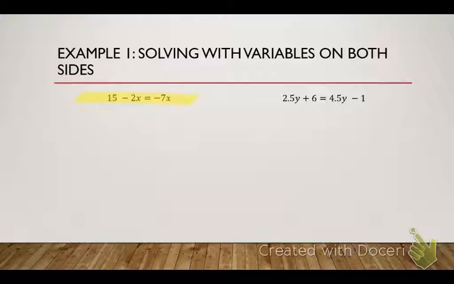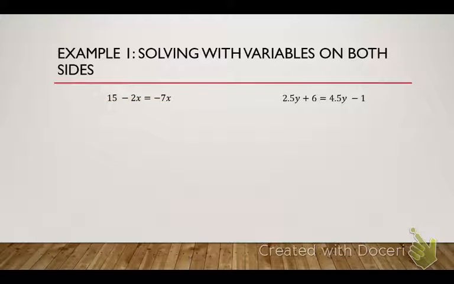15 minus 2x, you have this written down in your notes, so you're not writing this again. 15 minus 2x equals negative 7x. Before I can solve this equation, before I can start doing my steps, what do I have to do? I have to get my variables on the same side of the equation. Does it matter which one I move? No. However, in this case, if I add 2x, then my numbers are on one side and my variables are on the other. So that's what we did yesterday.